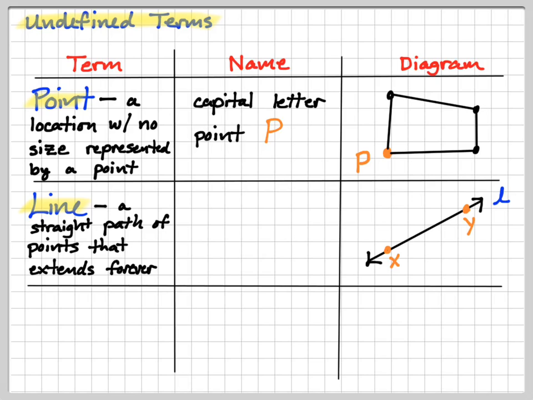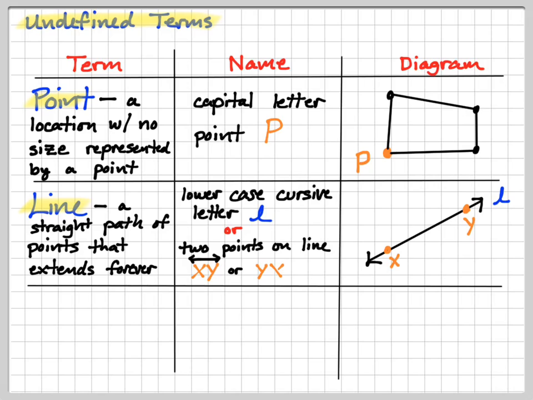All right, there's 2 ways to name lines. We can be lazy and use the lowercase cursive letter L, and I would just say line L. Or I can use 2 points, and I can only use 2 points. I don't need 3, I don't need 4, I only need 2 points on the line. I can label it XY. Or line YX, does not matter. Direction means nothing, alphabet doesn't matter. So both of those are 100% correct answers.